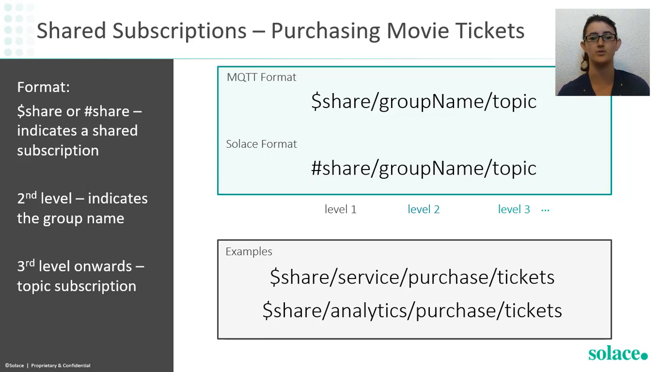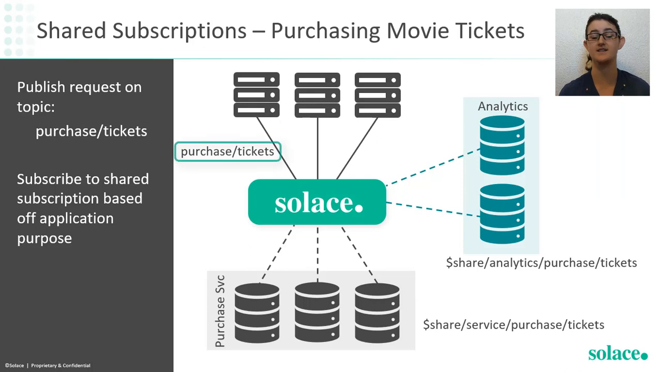So we have examples here using the MQTT format, $share/service/purchase/tickets. This would map to our purchase service instances, and they would each be listening on the same shared subscription. Our analytics group, those instances would be listening on something such as $share/analytics/purchase/tickets.